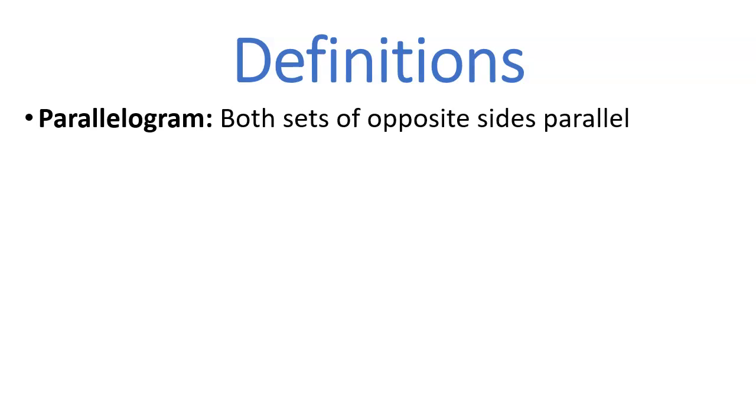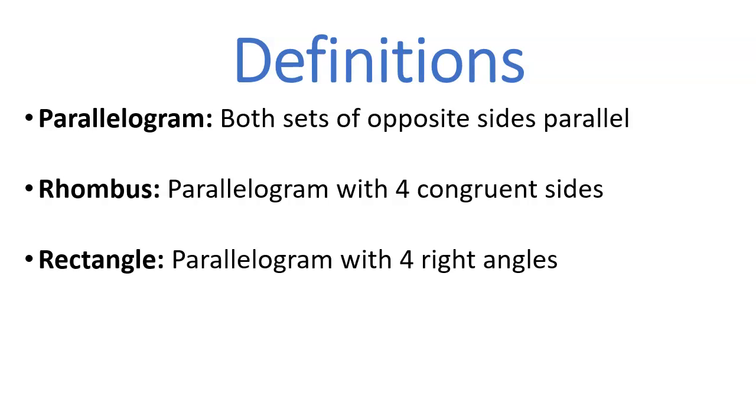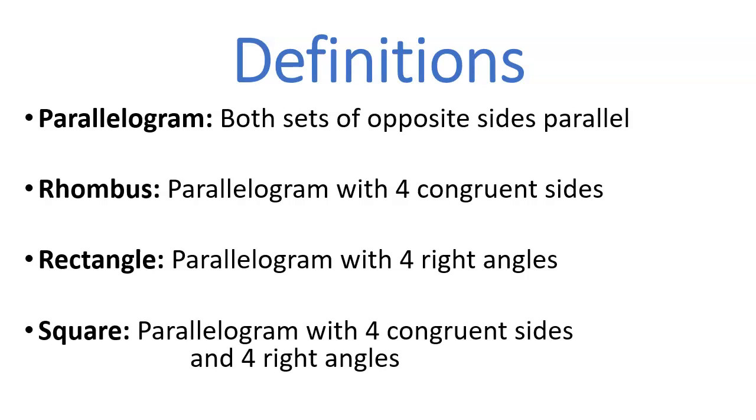Our first definition is parallelogram. Remember, a parallelogram has to be a quadrilateral, and both sets of opposite sides are parallel. A rhombus is a parallelogram with 4 congruent sides. A rectangle is a parallelogram with 4 right angles. And then a square is a parallelogram with both 4 congruent sides and 4 right angles.